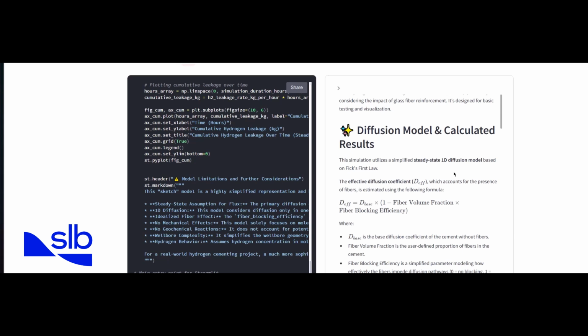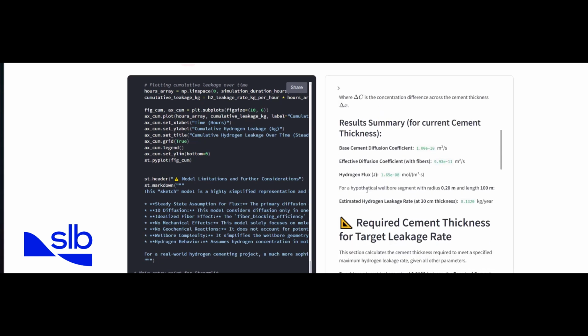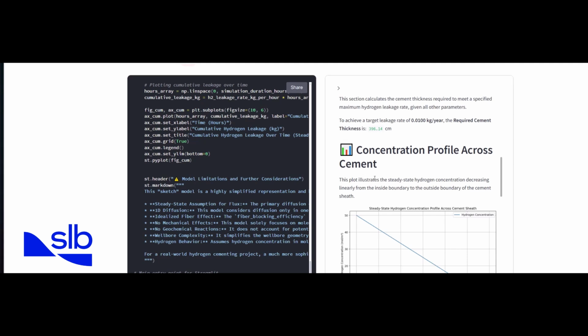color. This simulation is a simplified steady state 1D diffusion model based on Fick's first law, the effective coefficient without assumption, and the hydrogen flux that is named J, the leakage rate per unit, is calculated in this way. The results summary: current cement thickness and required cement thickness for target leakage rate, and the concentration profile of the cement.